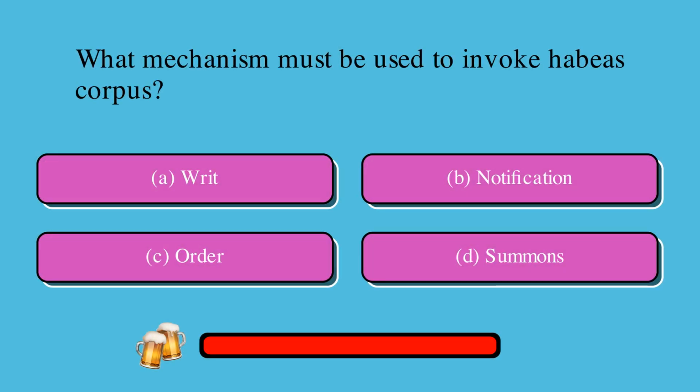What mechanism must be used to invoke habeas corpus? Is it A. Writ, B. Notification, C. Order, or D. Summons? The correct answer is A. Writ.